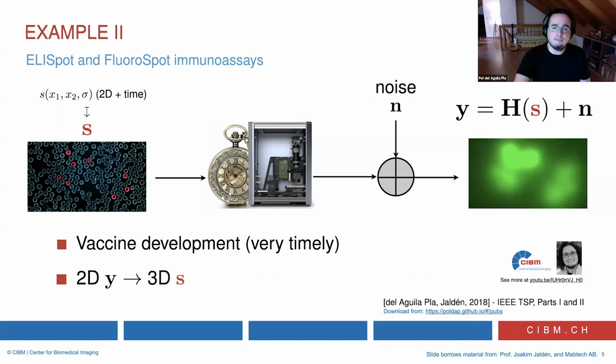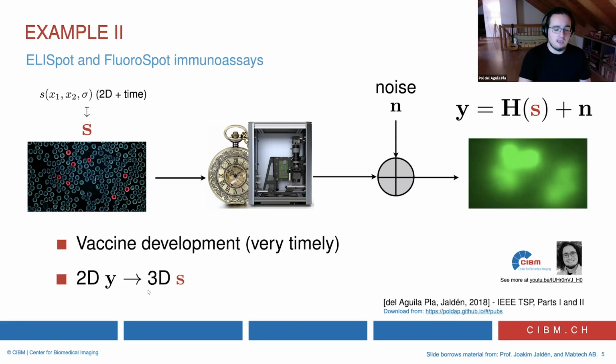So you let some time for incubation and you take a picture and you get something like this. And from this, you would like to recover the 3D history. So basically, it's interesting because you have a 2D observation, simply an image, and you want to recover a 3D history over space and time. So this is very timely because this method actually holds promise for analysis of vaccine development research for COVID, for example.